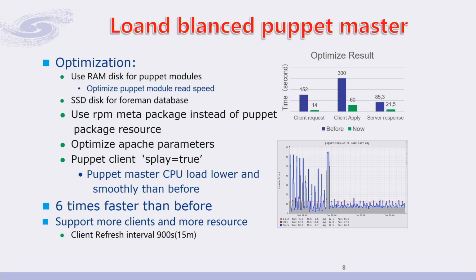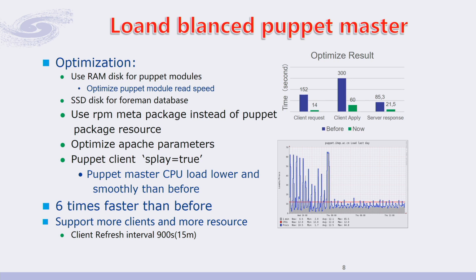Here, every 1 hour there is a peak on the Puppet master. When we enable the splay, the Puppet clients start randomly within 30 minutes, so the Puppet master load is lower and smoother than before. All the system is 6 times faster than before.